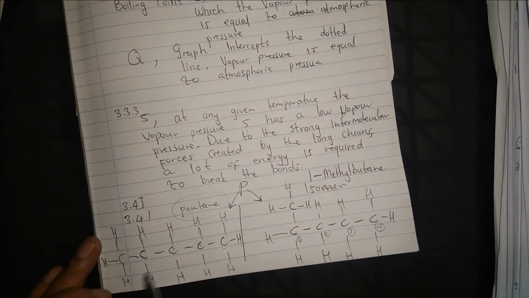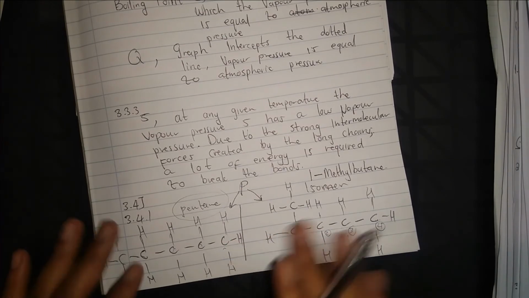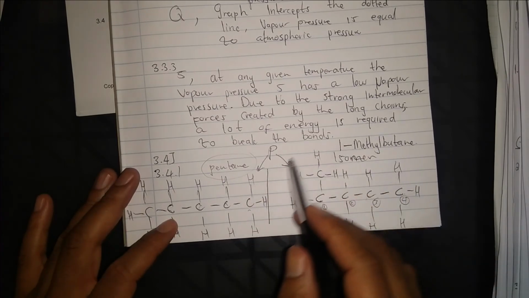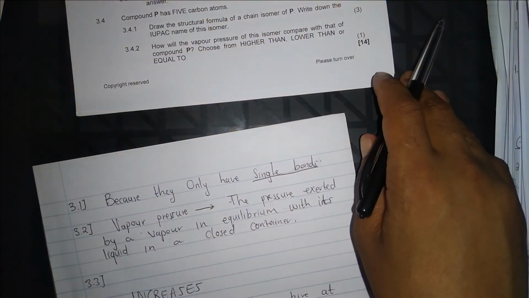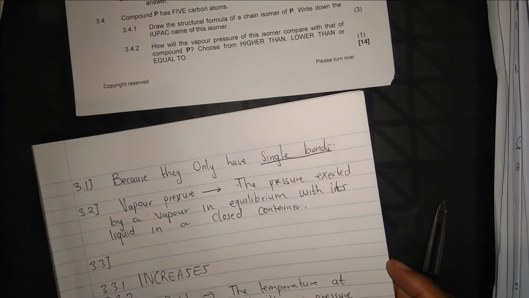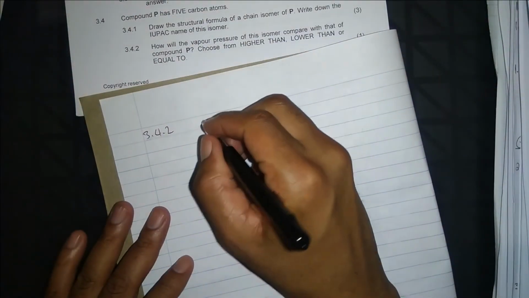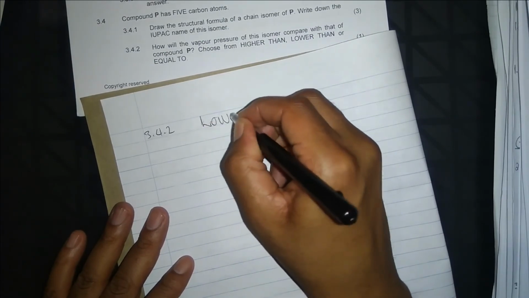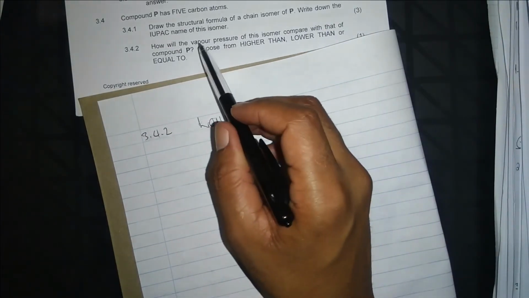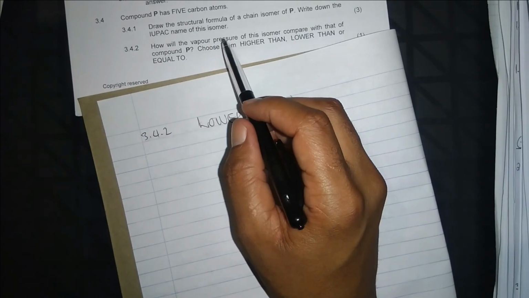Check it. Pentane is longer, so the longer the carbon chain, the higher the vapor pressure. But if it is branched, it will be lower. How will the vapor pressure of the isomer compare with that of P? It's going to be lower than the previous one. Yeah, it's lower than P.